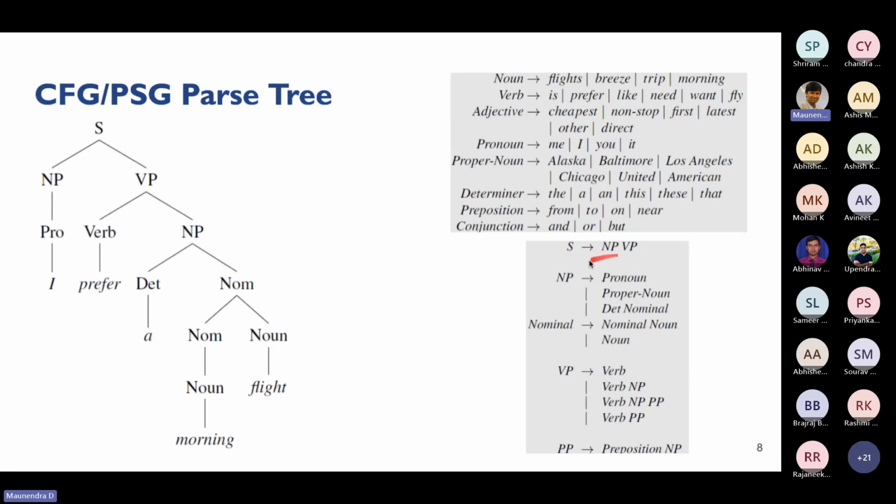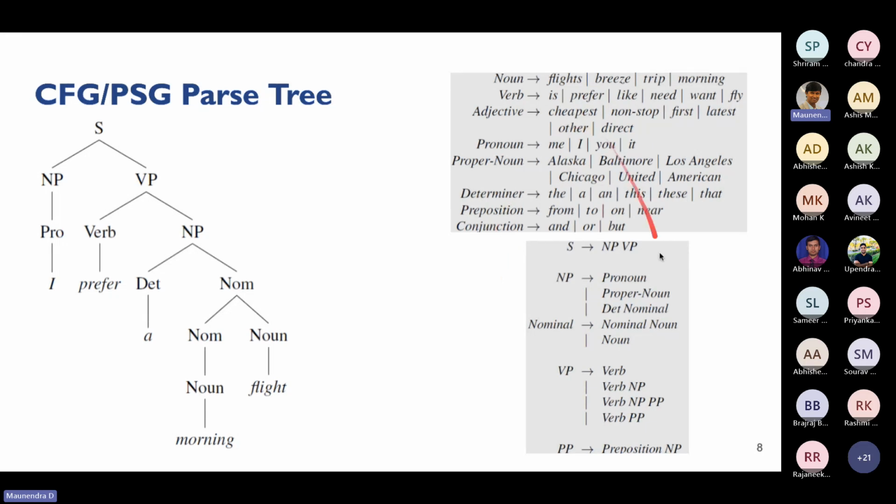But typically, suppose this is one rule, and there can be other rules also from S. So S to NP VP, and for NP, which is noun phrase, it can be a pronoun or proper noun or determiner followed by nominal, where nominal can be a nominal followed by noun or simply noun. Similarly, there could be rules for verb phrase and prepositional phrase. Now, noun can assume the values lights, breeze, trip, morning. Verb, these are some of the values that it can assume. Similarly, for adjective, pronoun, proper noun, determiner, preposition, conjunction, and so on.